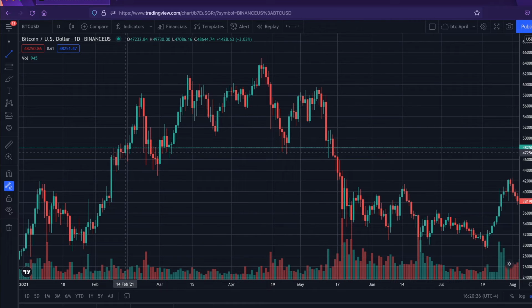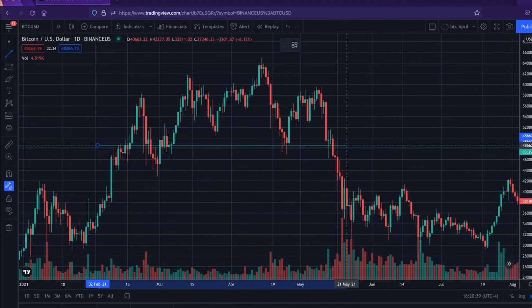So right here I'm going to draw some support. Now, if I was looking at support, I would look for something maybe right about here. You can click to draw your line and then hold down the shift key. That will make it a straight line. Then you click again. So as we can see right here, this green line is the level of support for the Bitcoin market.